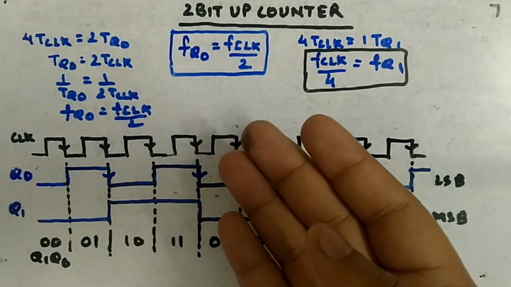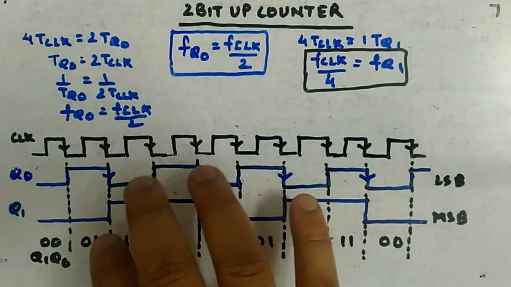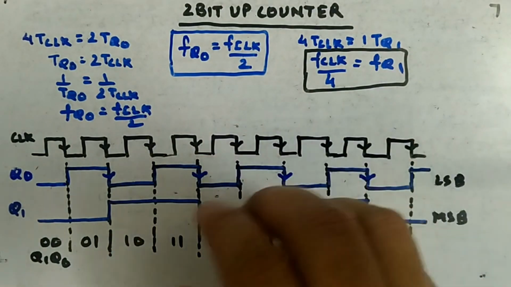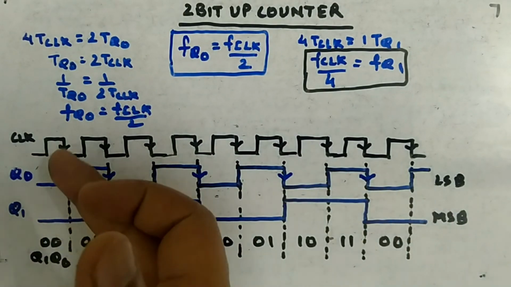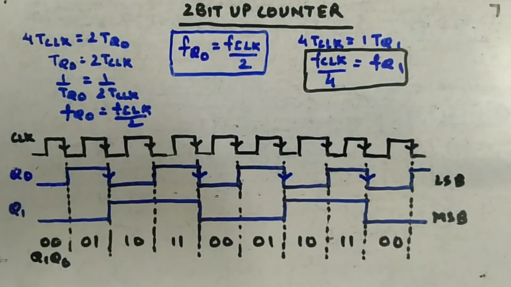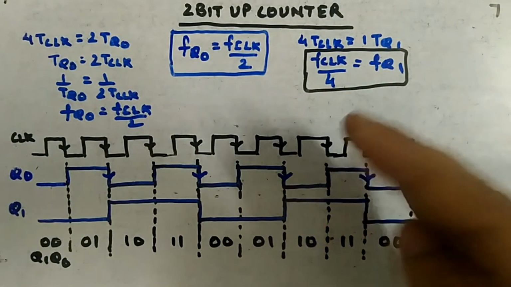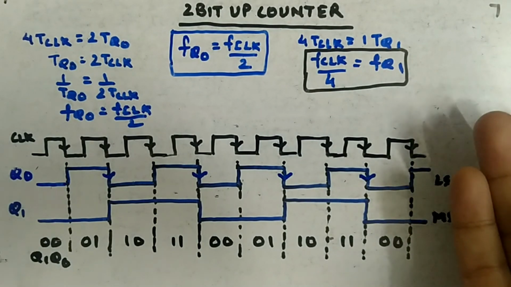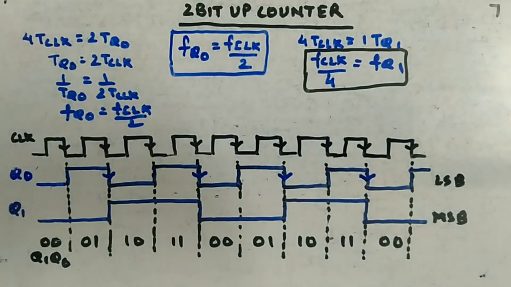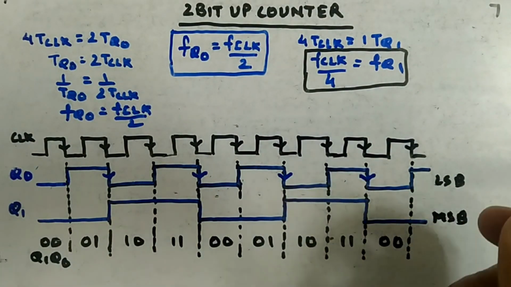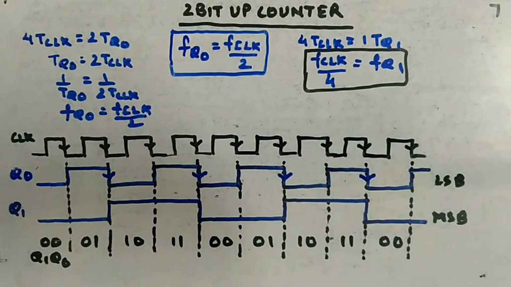First, I showed you how the circuit will work. Then I gave you the timing diagram. Then I am giving you some extra stuff from this timing diagram. You can see that the frequencies are changing. Likewise, if you go to the third flip-flop, if there is one more flip-flop, that will divide by 2 again, so it will be F clock divided by 8. We will see that in the 3-bit up counter. So this is one parameter I wanted to give you about frequency.